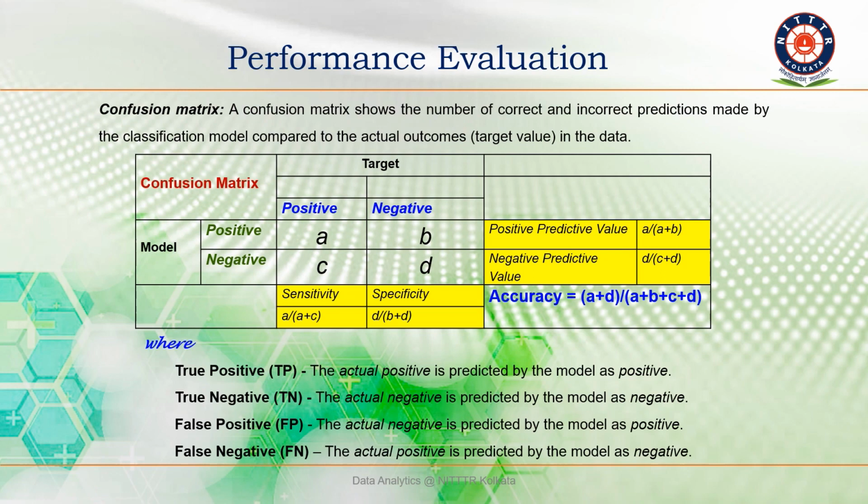So, the matrix is a 2 by 2 contingency matrix where you find A, B, C, D. A indicates the model predicted positive out of target positive values, and that is called the true positive, where an actual positive is predicted by the model as positive. Then true negative, where an actual negative is predicted by the model as negative. False positive, where an actual negative is predicted by the model as positive, and false negative, where an actual positive is predicted by the model as negative.